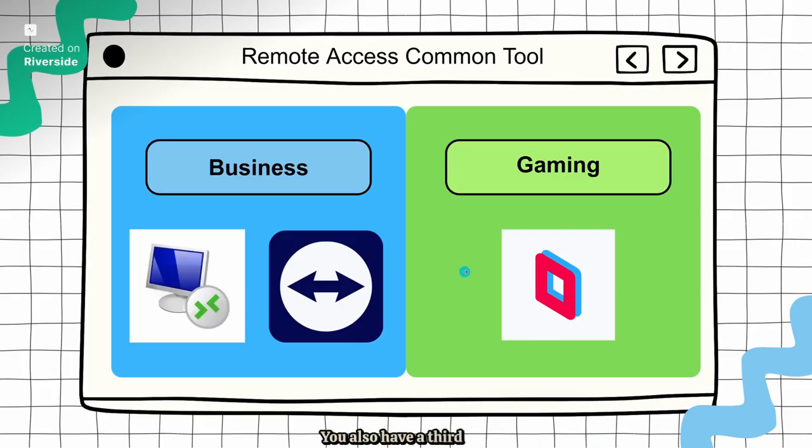We also have a third one. It's called Parsec. It's P-A-R-S-E-C. Usually this is for gaming. You can remotely access your powerful desktop PC at home to play some games.